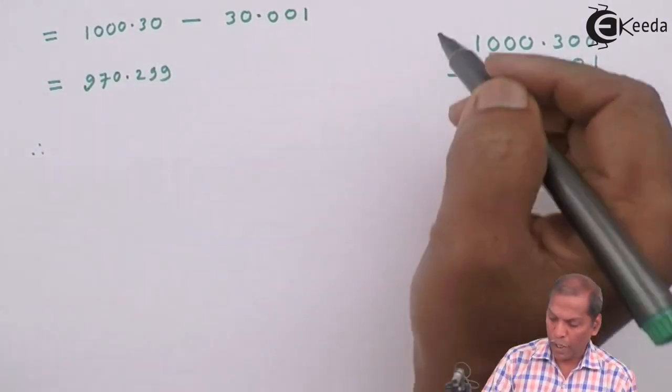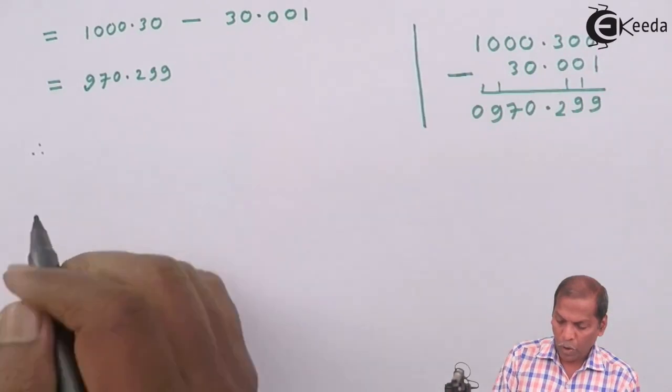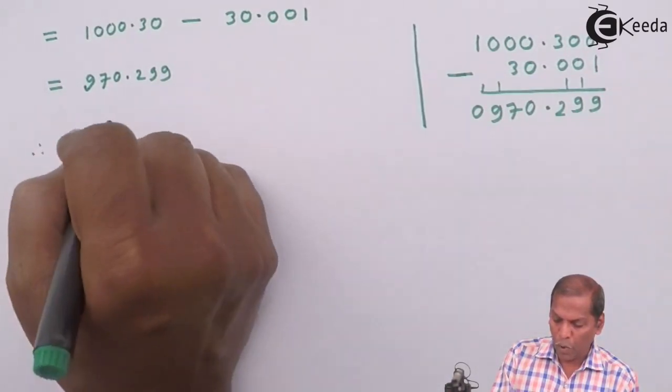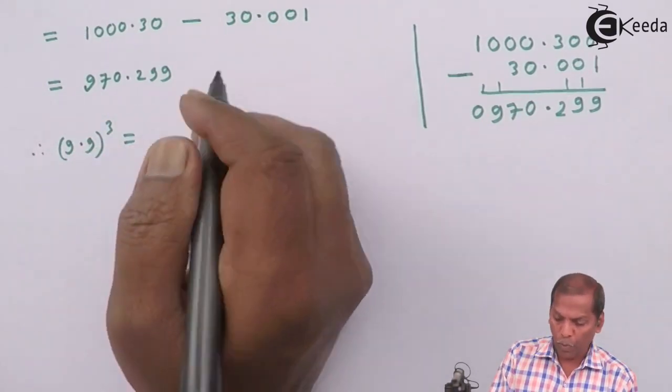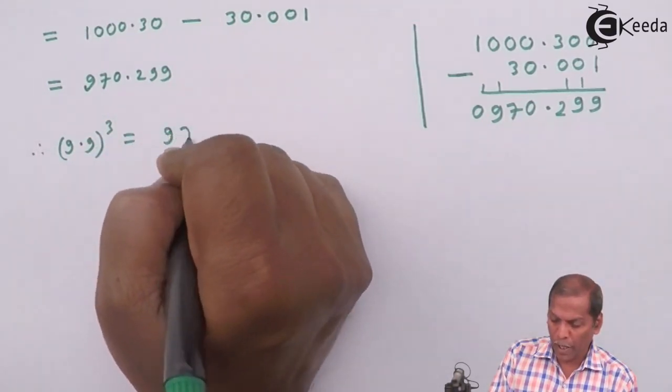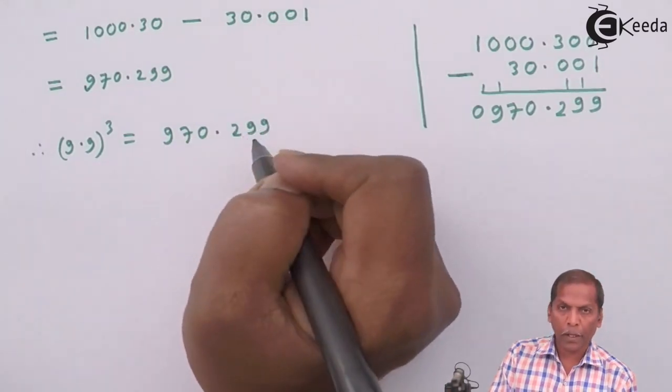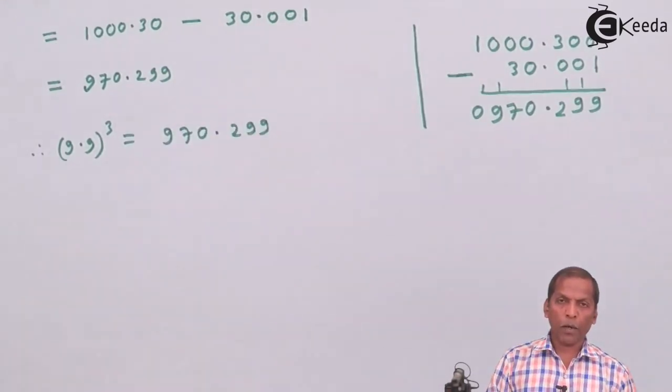So in this way we get (9.9)^3 is equal to 970.299. So this is the required solution for the given problem.